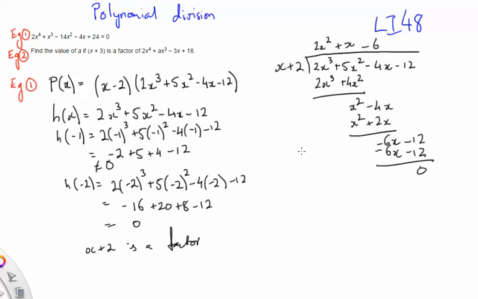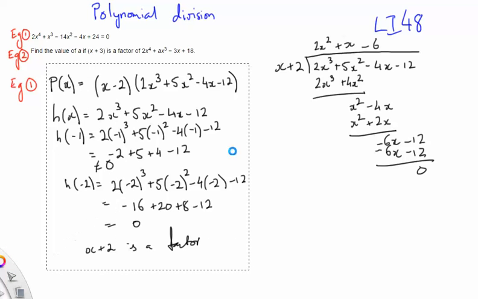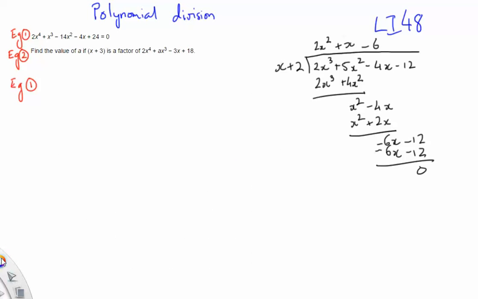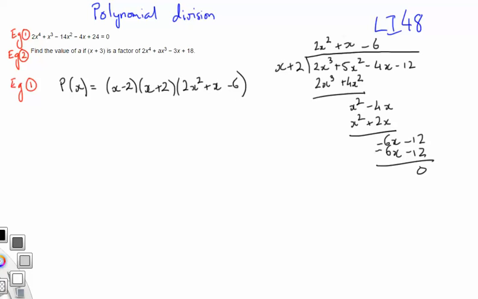Alright, we're getting somewhere. Sort of, slowly. We're pushing the peanut forward closer to our goal. Slowly, slowly, we're getting closer to our goal of factorizing this polynomial. So we get p of x equals x minus 2, x plus 2, 2x squared plus x minus 6. Okay, now this is a quadratic. This we can deal with.